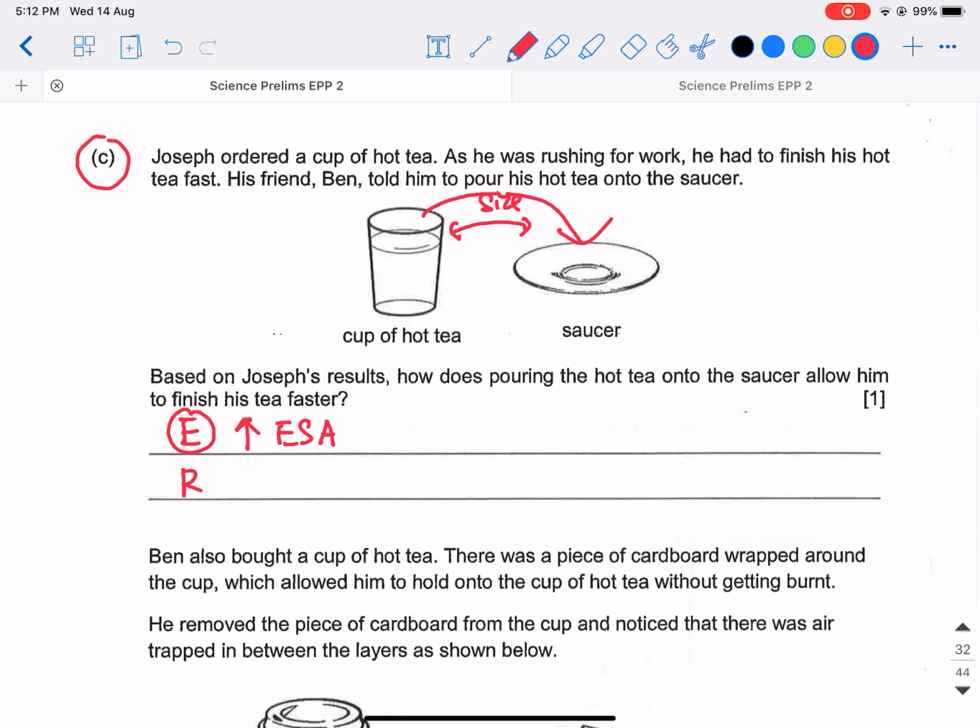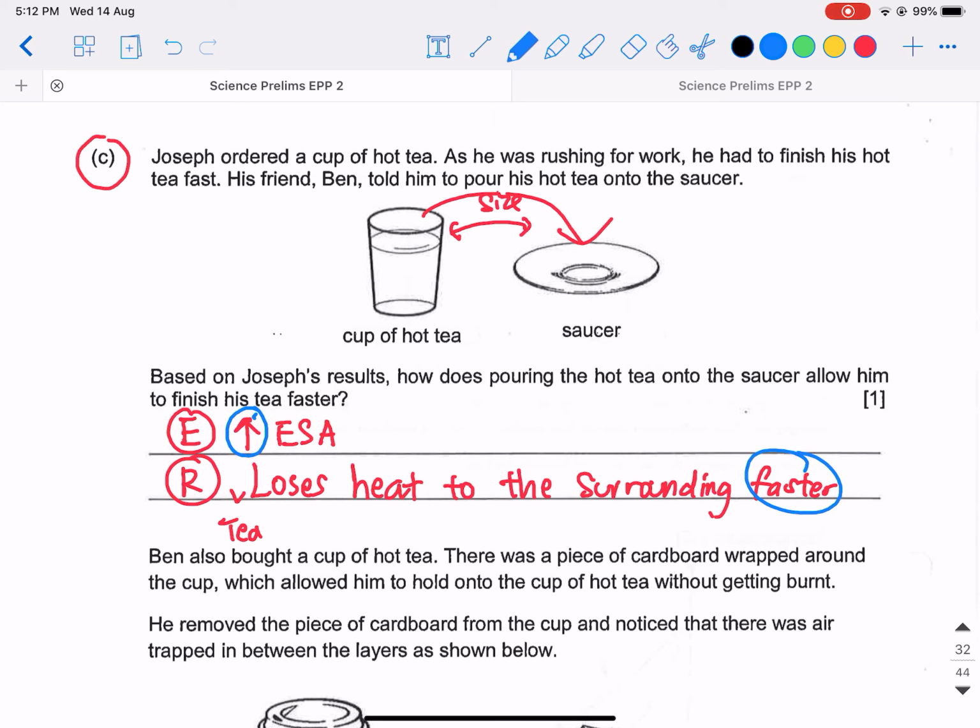And because of that, the result will be the same idea. Basically that tea will lose heat to the surrounding faster. So you see the answer is actually quite similar, or in fact the same as part A. Sometimes it will be, sometimes it may not be the same. So in this case, the idea at least is the same. So I highlighted in blue because I found a pair of comparison words.